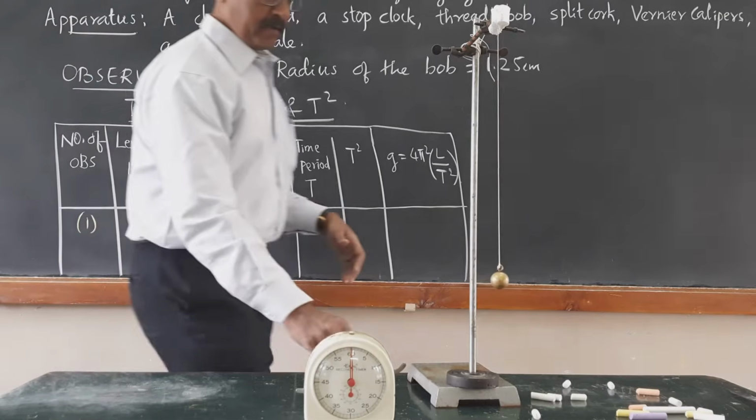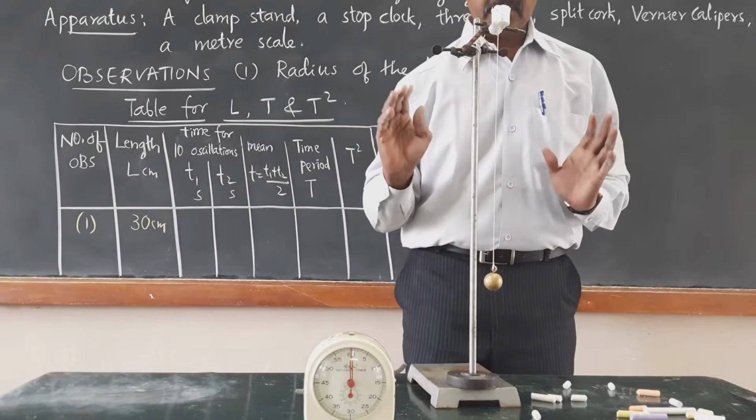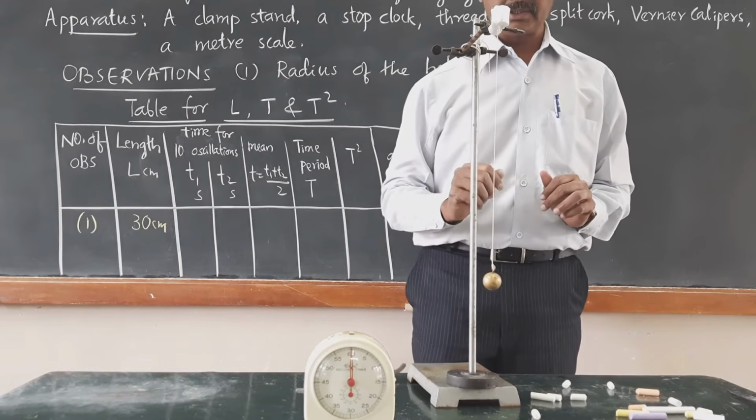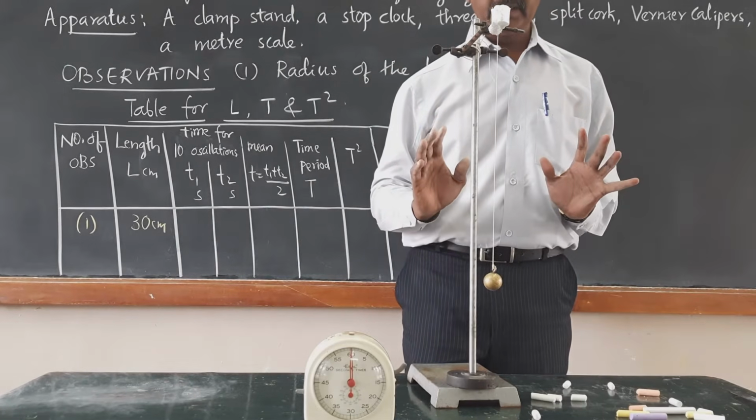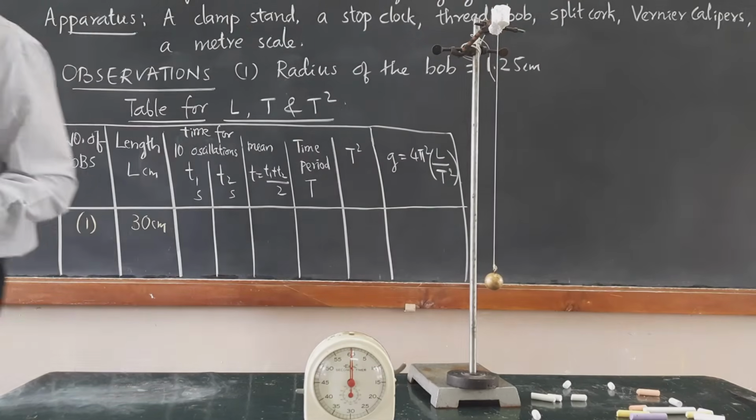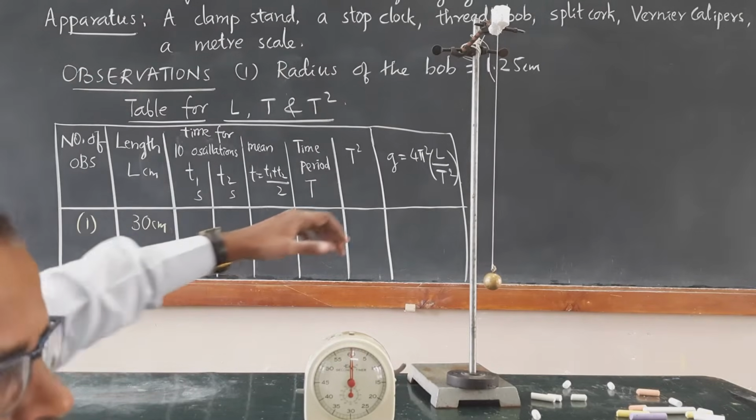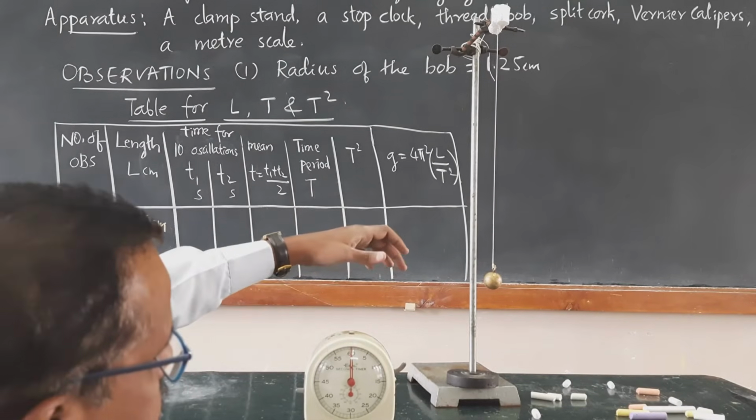My intention is to measure the time period of oscillation, the time taken for one oscillation. So first we will calculate the time taken for 10 oscillations. So I am carrying out the time taken for 10 oscillations. You can just watch it carefully.